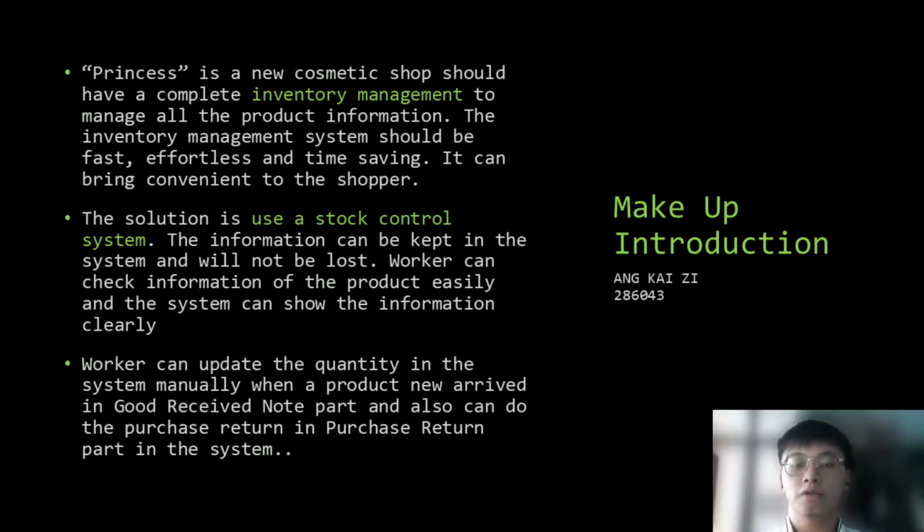The information can be kept in the system and will not be lost. Workers can check information of the product easily and the system can show the information clearly. Workers can update the quantity in the system manually when a new product arrives in the goods receipt note part, and also can do the purchase return in the purchase return part in the system.